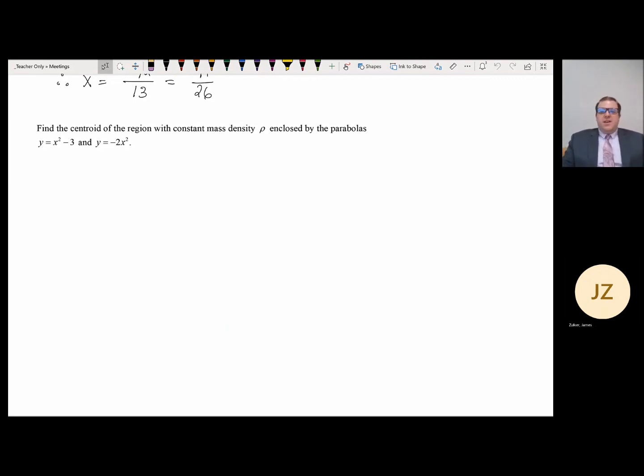So if we're talking center of mass of a lamina, we typically refer to that as a centroid, but it's the same thing. To find the centroid of the region with constant mass density rho enclosed by the parabolas y equals x squared minus 3 and y equals negative 2x squared.